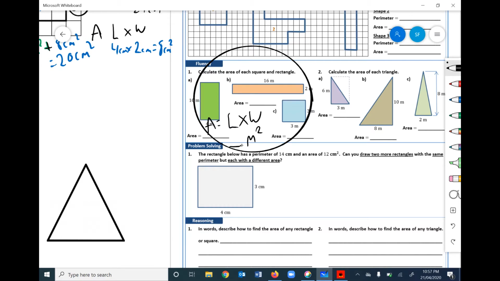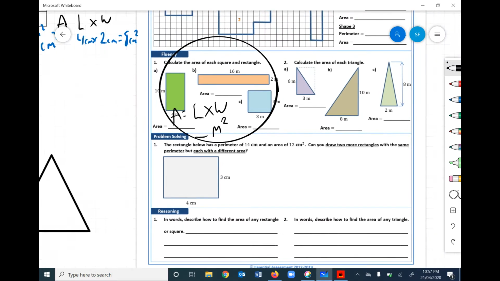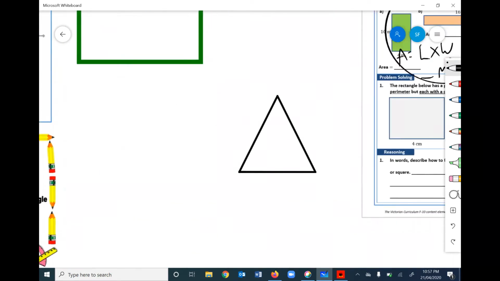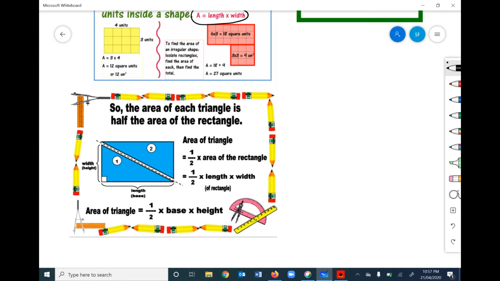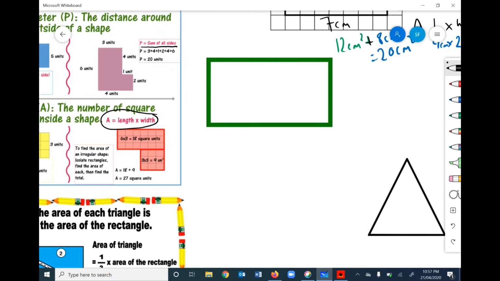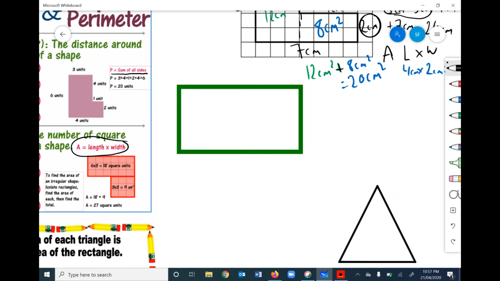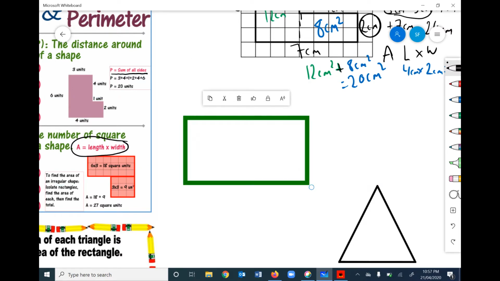But here, we're going to be working out triangles, and that's a new concept for you, so I'm going to take you over to this little one here. The area of a triangle is half the area of a rectangle, and the reason is that you notice with this picture that a triangle is half of a square or a rectangle. So let's use this one for example here. I might just move it down just a little bit.